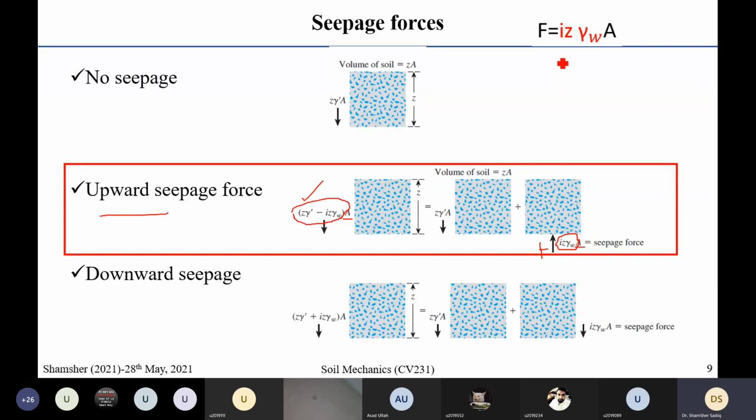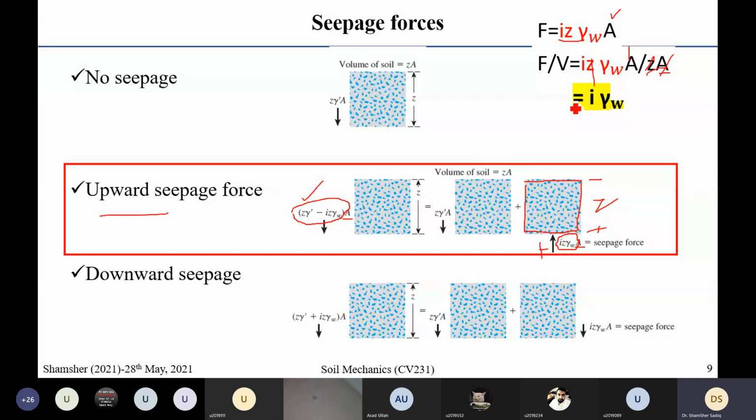So the seepage force in the upward condition is seepage stress multiplied by area, and if you divide it by the volume, suppose this is the cube of soil that we are considering, it has the area A and the depth Z, so the volume will become AZ. Now you can see that Z will be cancelled, A will be cancelled.